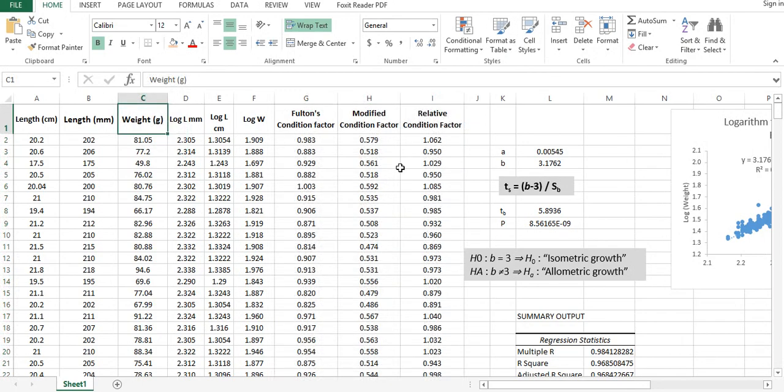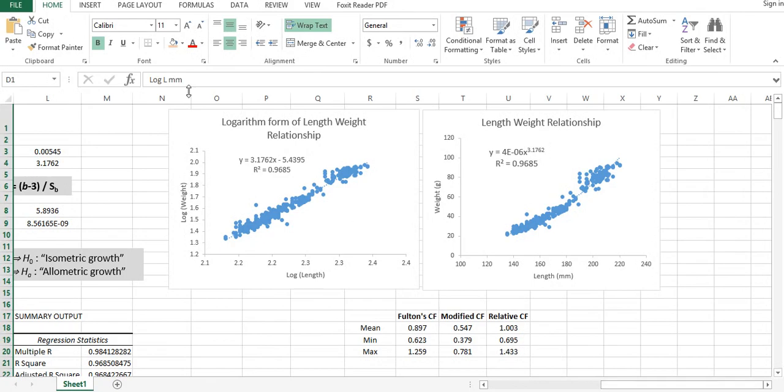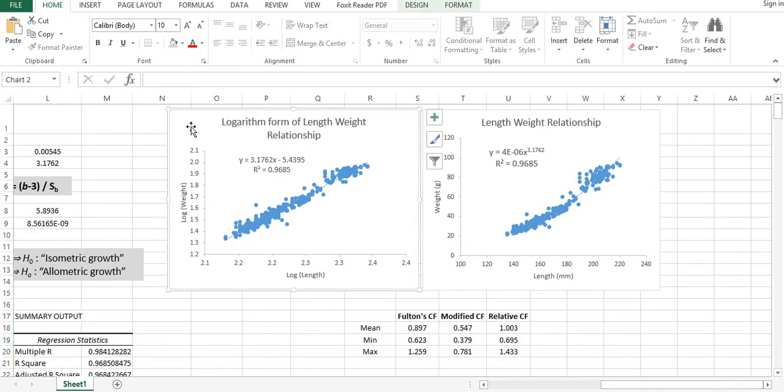For the length relationship, we will convert the weight into log weight, meaning the logarithm form of the weight, and we also convert the length in millimeter into log length, and the length in centimeter into log length. For these two purposes, we'll do the whole thing in a single file. After converting, we'll check our graph in two graphs. That is the logarithm form of the length relationship, log length and log weight.